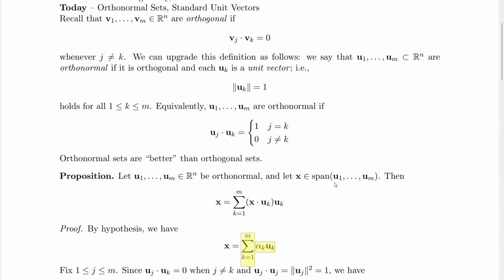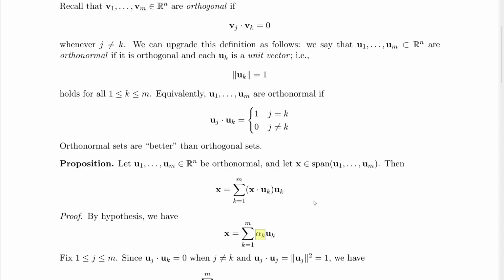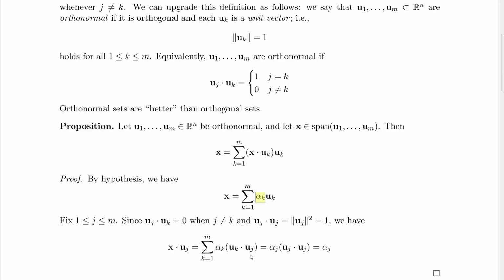Now I want to prove that the scalars are all what I claim them to be. Let's fix a j. uj dotted with uk is always equal to 0 when j and k are different. And when we dot uj with uj, we get the norm squared, which we know has to equal 1. So when I dot product x with uj, the uj distributes and the scalars pull out. But all of these die off, other than the jth one. And when we get there, that dots to 1, and so then we get alpha j.